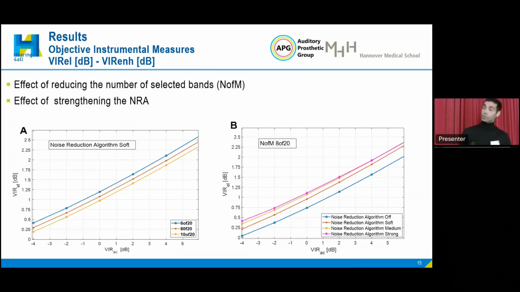So I would like here to introduce the results of the objective instrumental measures. On the left side, we see the results of reducing the number of selected bands from 8 to 6.